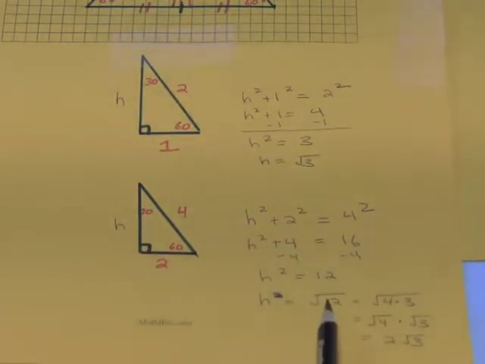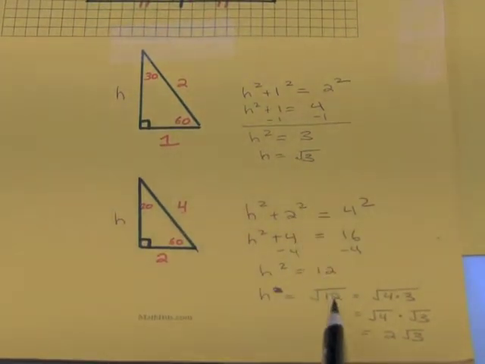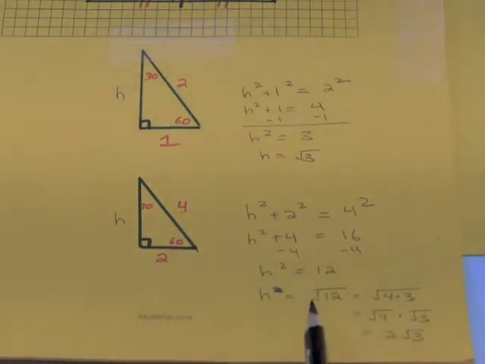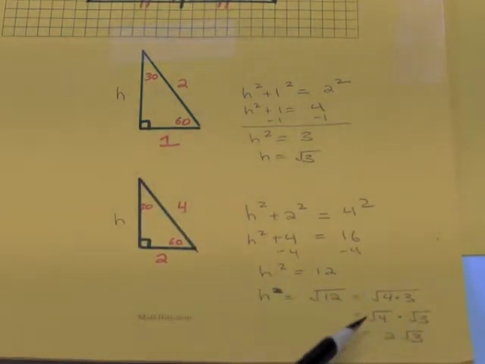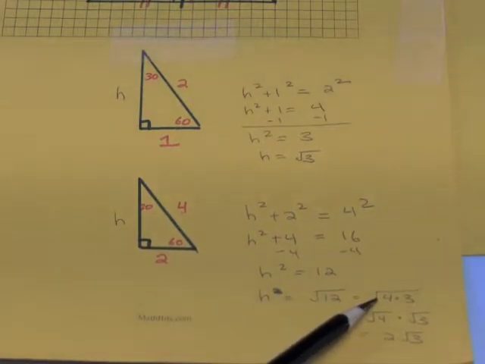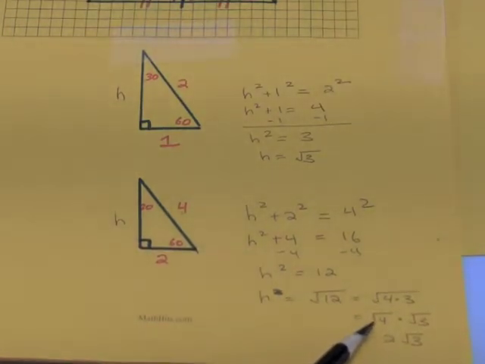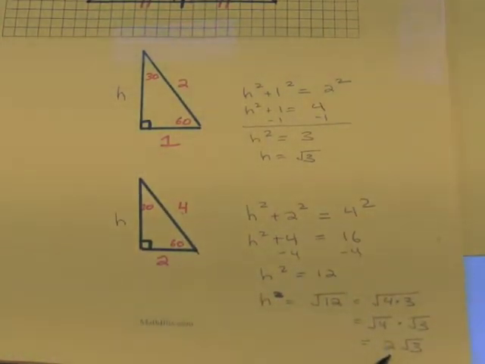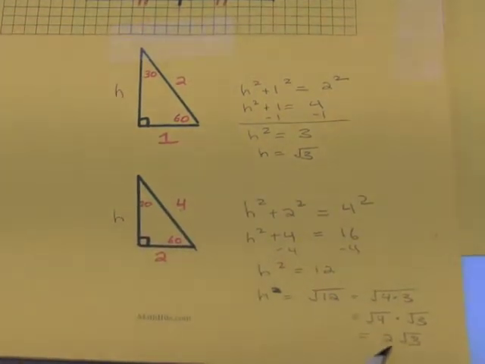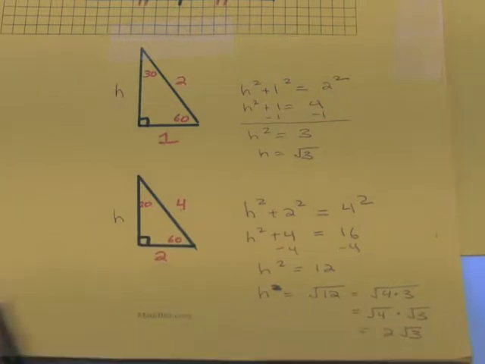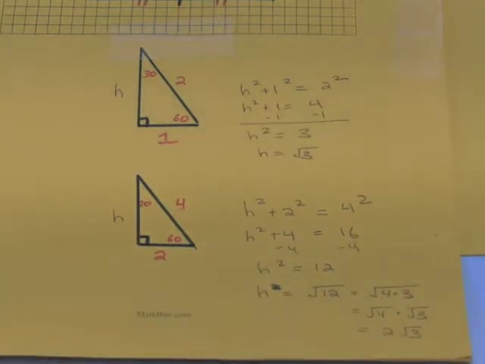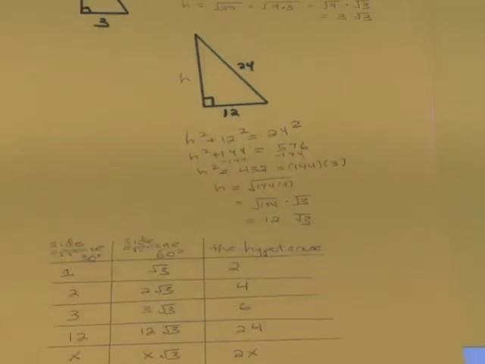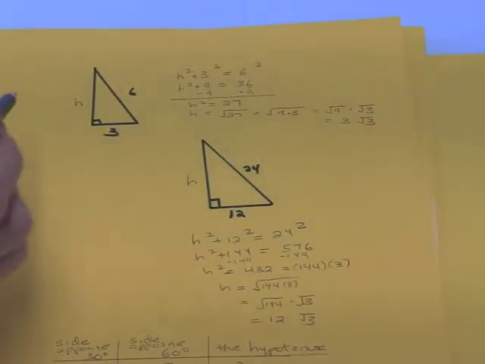But if I think about the pattern I had before, I might think, maybe this could be a multiple of the square root of 3. Well, 12 is 4 times 3, so the square root of 12 is the square root of 4 times 3. Using that special property of square roots, the square root of 12, or 4 times 3, is also the square root of 4 times the square root of 3. And since the square root of 4 is 2, 4 is a perfect square, h is 2 times the square root of 3. Let's look at a couple more examples and see if a pattern is really emerging.